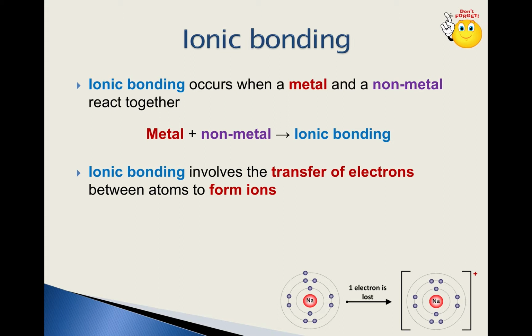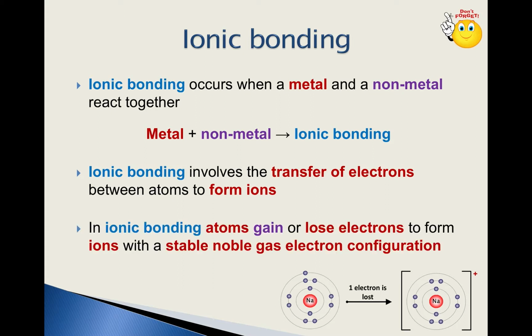What ionic bonding involves is the transfer of electrons between atoms to form ions. So atoms will transfer electrons and ions will be produced. In ionic bonding, atoms will gain or lose electrons to form ions with a stable noble gas electron configuration. So the atoms will lose or gain electrons, and if one atom loses electrons, it will develop a positive charge and become an ion.